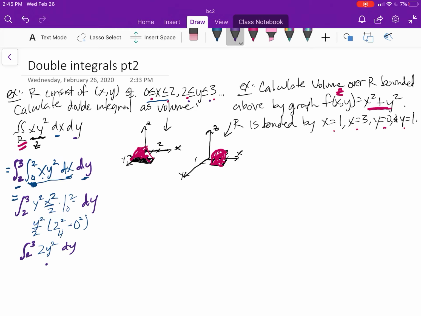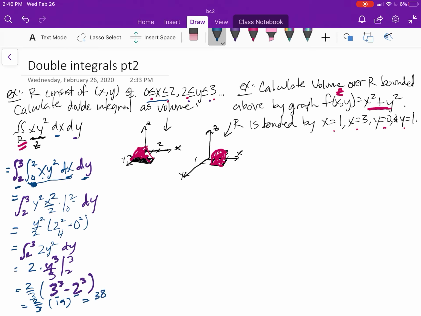Now we integrate with respect to y. That's y to the third over 3. We still have the 2 up front, from 2 to 3. So I could, again, just take that 2/3 out. Let's save it for then, and do 3 to the third minus 2 to the third. So that's 27 minus 8 is 19. 19 multiplied by 2 is 38 over 3.